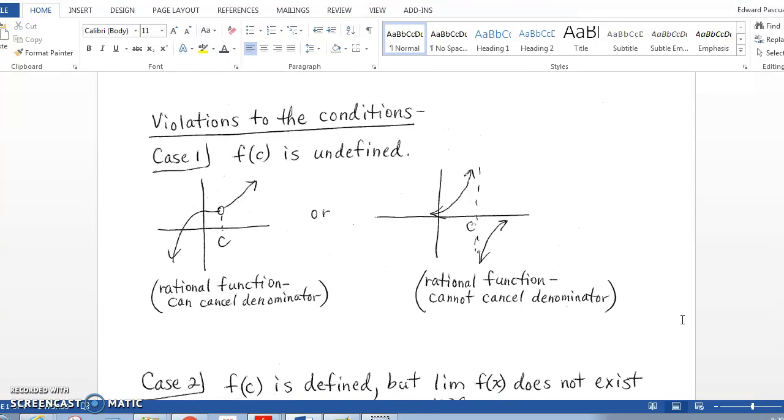Violations to the conditions. Case 1, f of c is undefined. This is an example where we have a function with an open hole, or rational functions. I'll explain what can cancel the denominator means. But when we have rational functions where we cannot cancel the denominator, again I'll explain that later, we have a vertical asymptote.